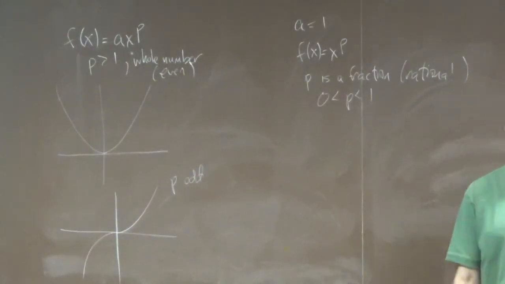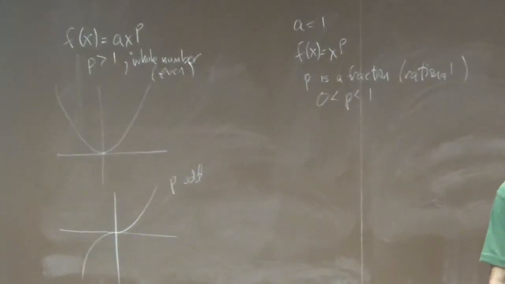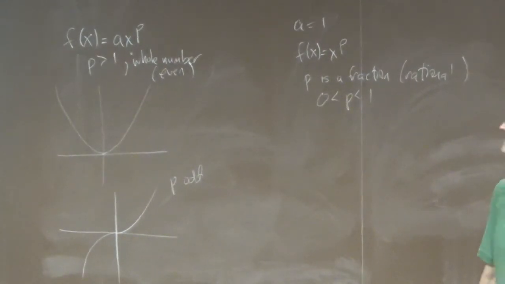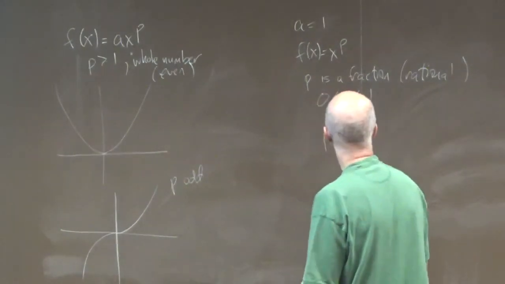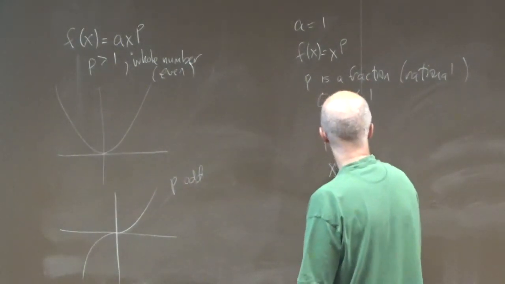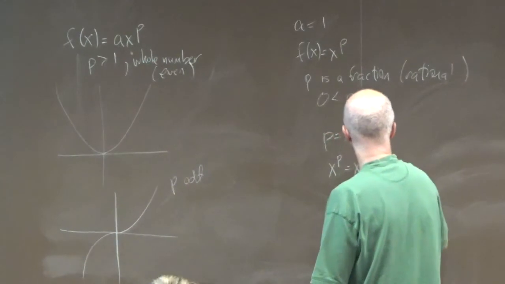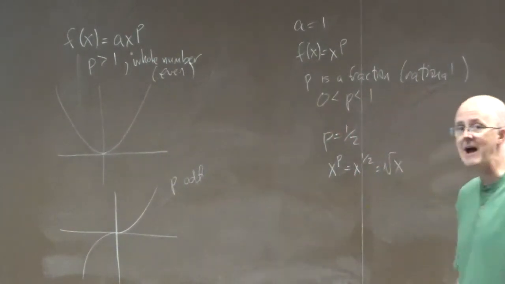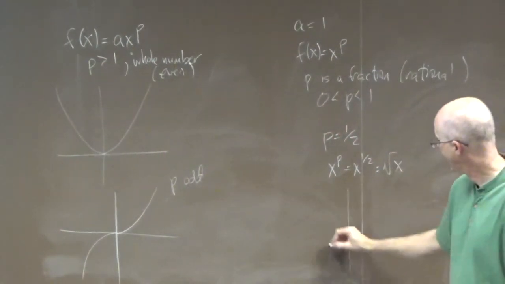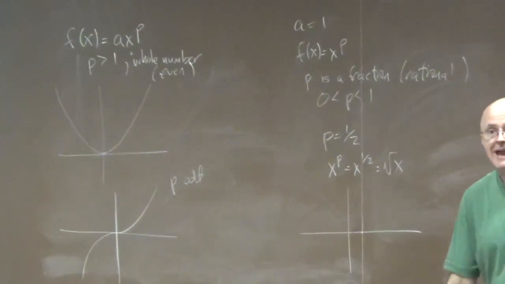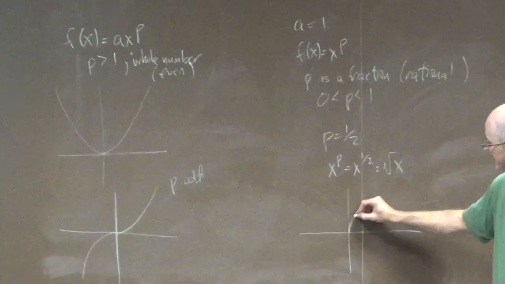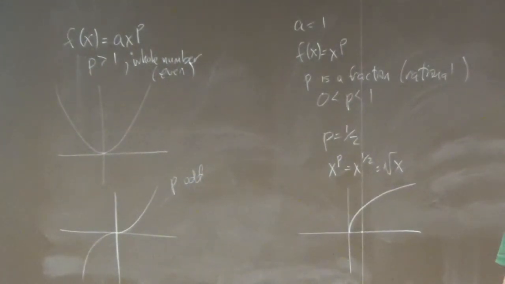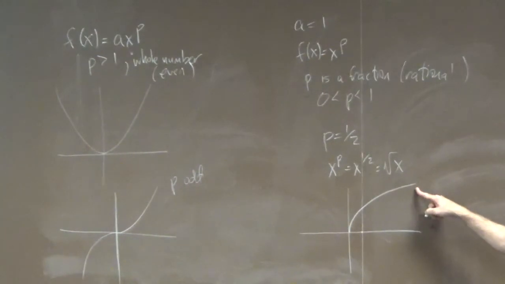You have to be a little careful here because it's best probably to just think case by case. For example, if P is a half, then x to the p is x to the 1/2, which is the square root of x. And if we're only allowing real number outputs, the domain only consists of numbers greater than or equal to 0. And the graph ends up looking like this. That's the square root function right there.